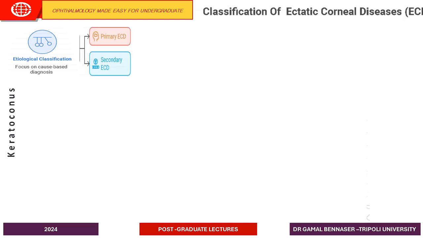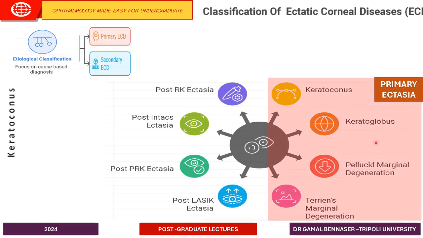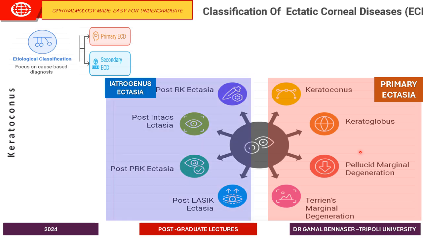The primary ectatic eye diseases can be further subdivided into different types, like keratoconus, keratoglobus, pellucid marginal degeneration, and Terrien's marginal degeneration. All these are known as primary ectatic eye diseases. The secondary ectatic eye diseases are mainly due to iatrogenic causes, that's post-surgical: post-radial keratotomy or Intacs, or post-PRK or LASIK corrections.